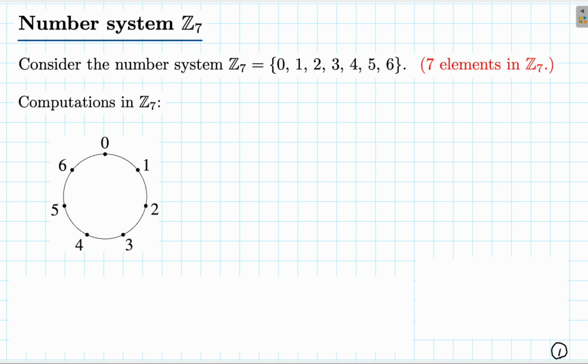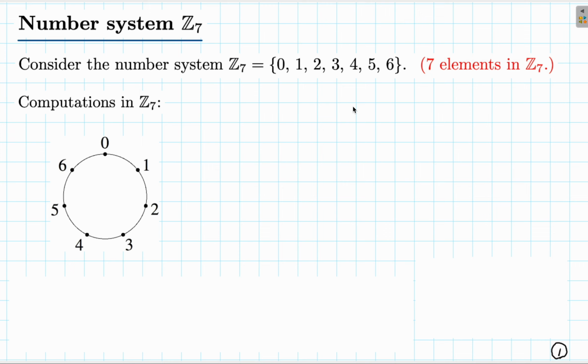It's the number system Z7. So Z, remember, stood for the set of integers, but Z7 is similar but different. One big difference is that Z7 only contains, well, appropriately 7 elements: 0, 1, 2, 3, 4, 5, and 6. So there's 7 elements only in Z7, so it's a finite set.